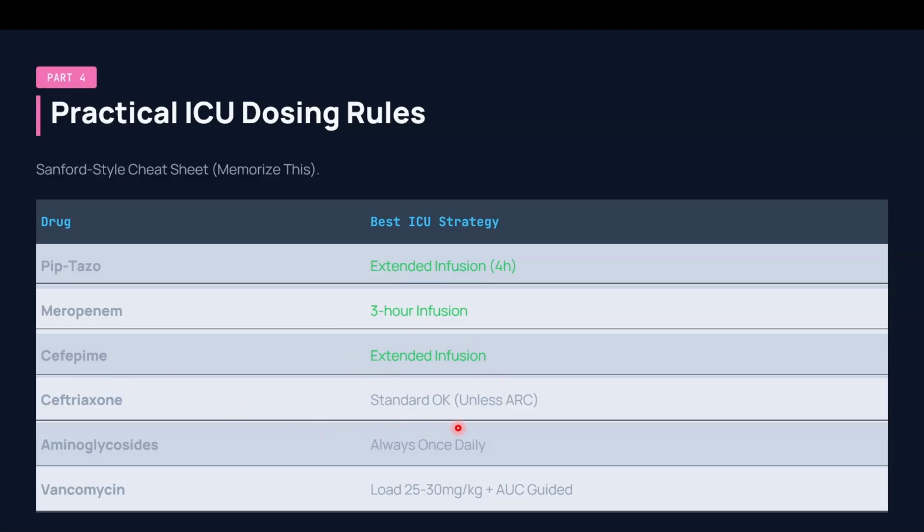Ceftriaxone standard infusion is okay unless there is augmented renal clearance. Aminoglycosides are always given as once-daily doses with a loading dose. Vancomycin load at 25 to 30 mg per kg, plus area-under-the-curve guided dosing strategies.